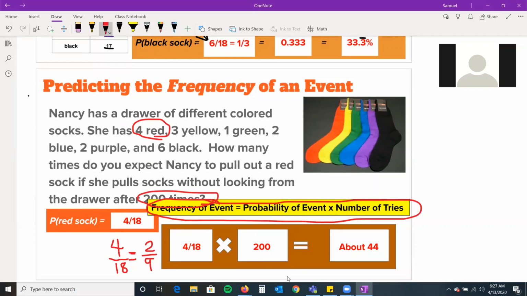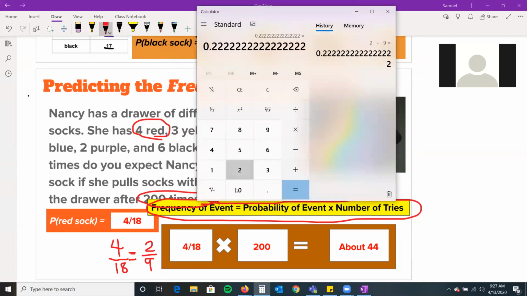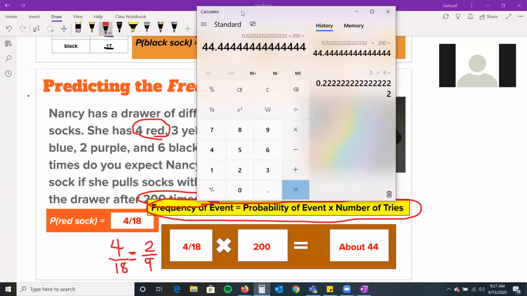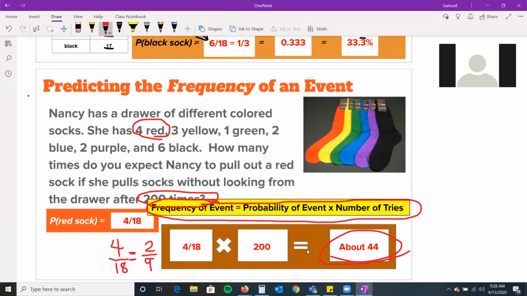So the probability of getting a red sock out of 200 times would be about 44. So I'll show you here. Say we've got 2/9 times 200. It looks like out of those 200 draws from the sock drawer, she should draw a red sock about 44 times. Okay, maybe 46, maybe 42, maybe 44, but somewhere around 44.4 or 44 tries. So that's how we get our prediction here.